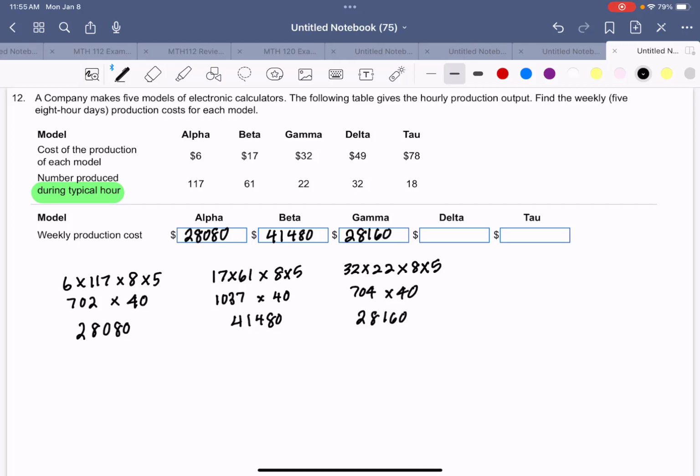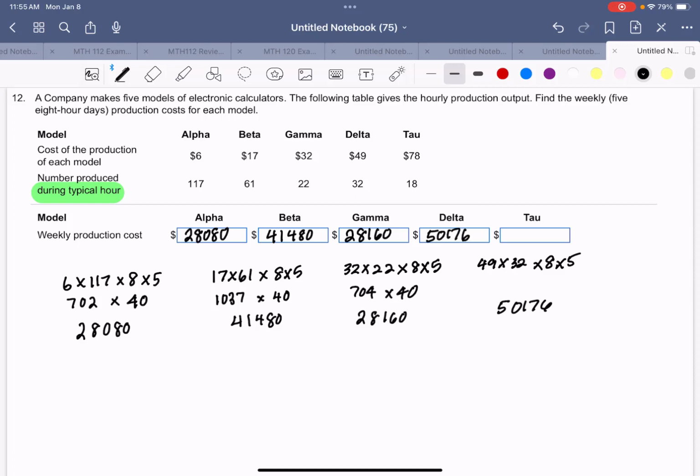We're going to do the same thing for delta. $49 to produce 32 in an hour, 8 hours a day, 5 days a week: 49 times 32 times 8 times 5, or you can split it apart like I did. 62,720 for delta.